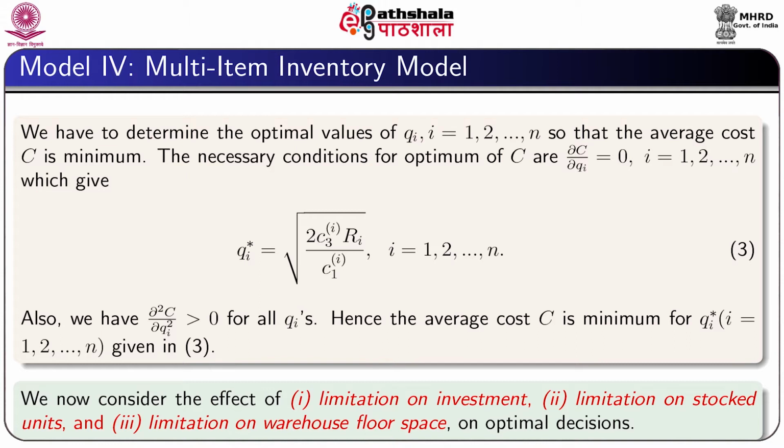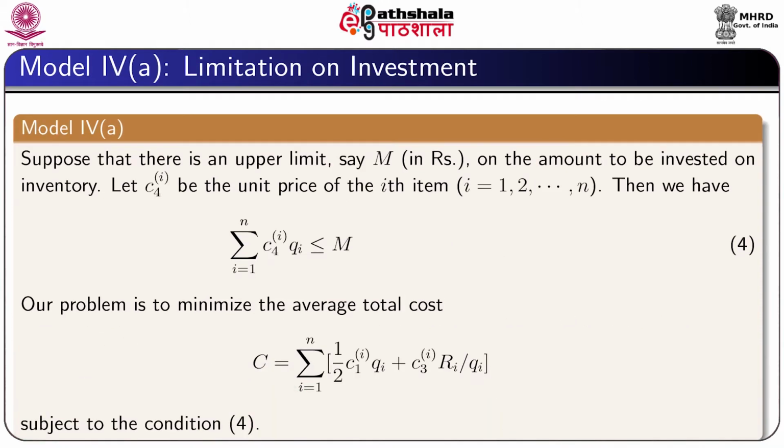Now, we proceed to consider the effect of limitation on investment, limitation on stocked units and limitation on warehouse floor space in each model. Now, we consider the limitation of investment. This is model 4a. Suppose that there is an upper limit, say M in rupees, on the amount to be invested on inventory.